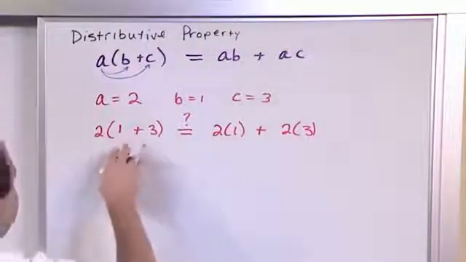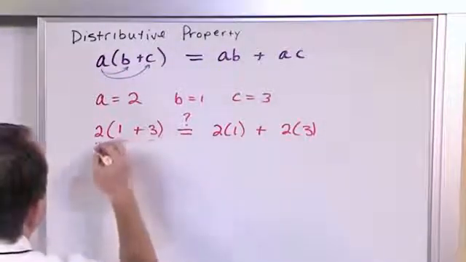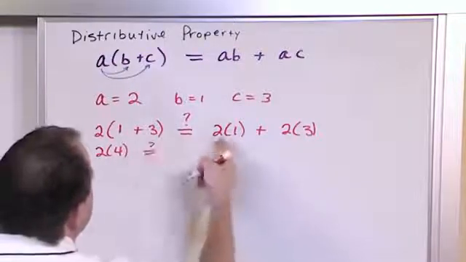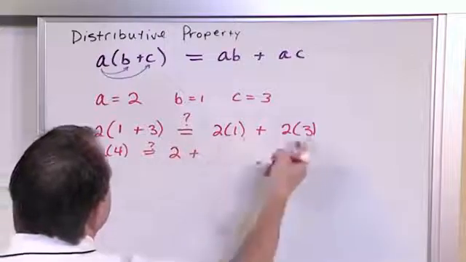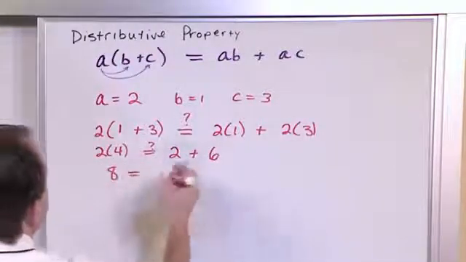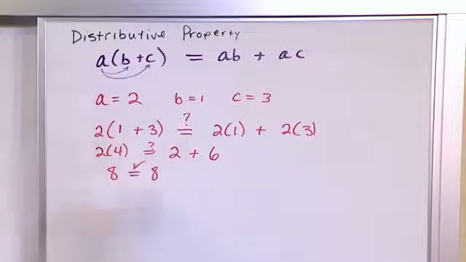So working on the left-hand side, we do what's inside the parentheses first. So it's 2 times 4. Put a question mark here. 2 times 1 is 2. 2 times 3 is 6. 2 times 4 on the left-hand side is 8. 2 plus 6 is 8. So it checks out. So you get the same thing on the left as you do on the right.